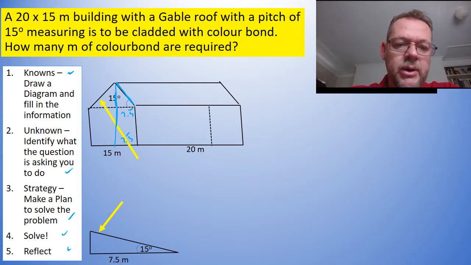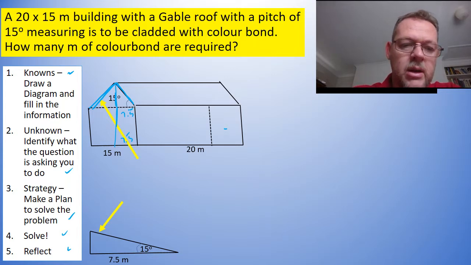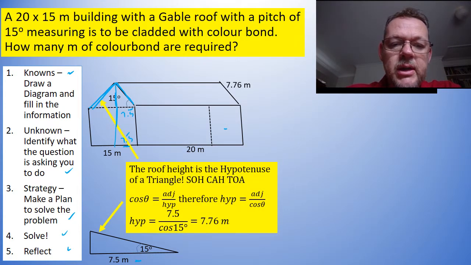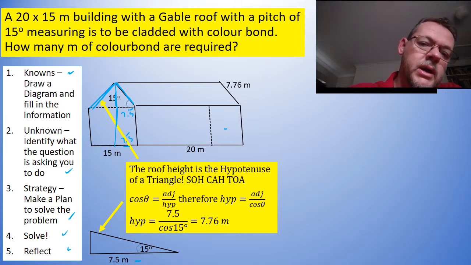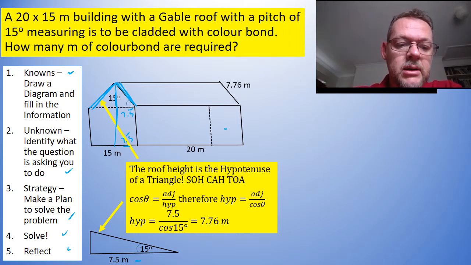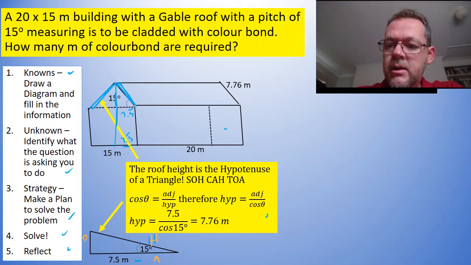So here's our hypotenuse along here, and we know that we've got 7.5 metres along here because that's half of 15. So we just use a little bit of trig, and so the length of this roof along here is going to be needed to work out with SOHCAHTOA. So that's our hypotenuse, that's our opposite, that's our adjacent.